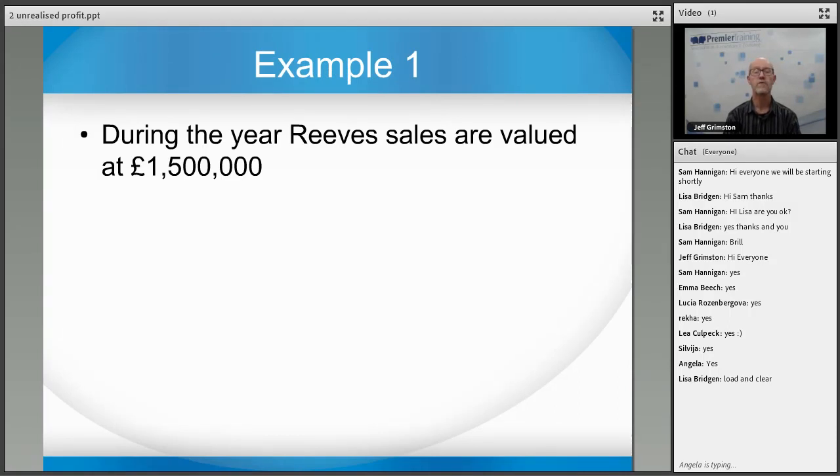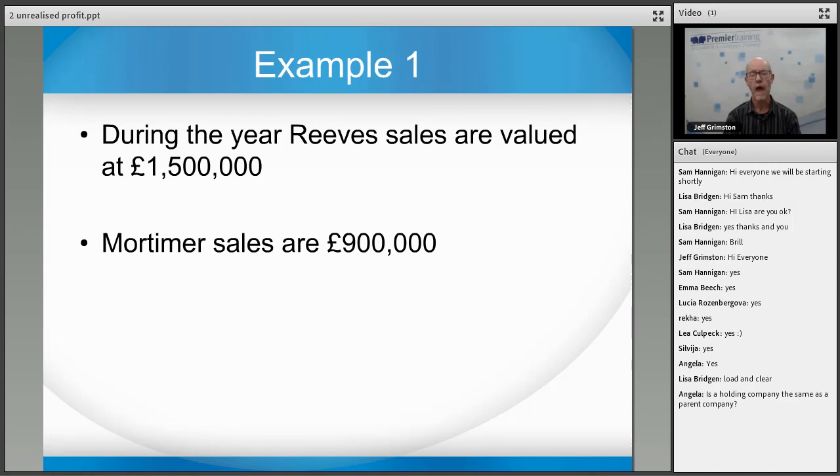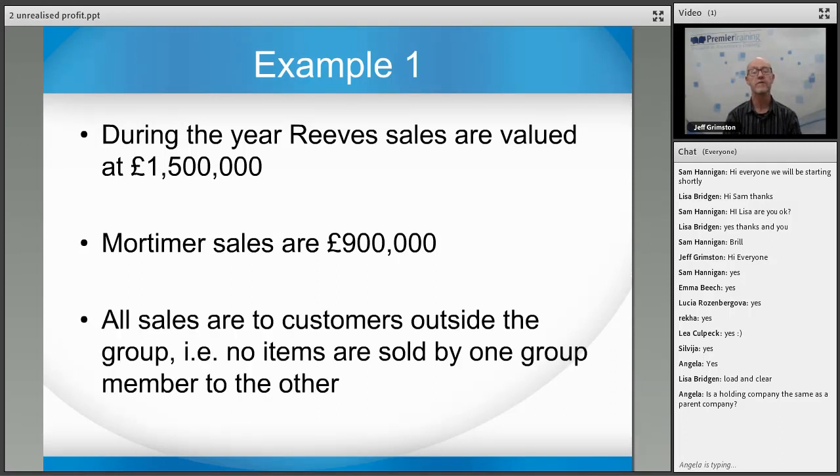During the year, Reeves' sales are valued at £1.5 million. Mortimer sales. Holding company, parent company. Whoops, I've slipped into old speak there. Sorry. Mortimer says 900,000. All the sales are to customers outside the group. No items are sold by one group member to another.